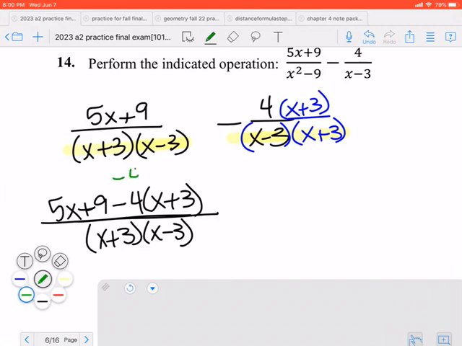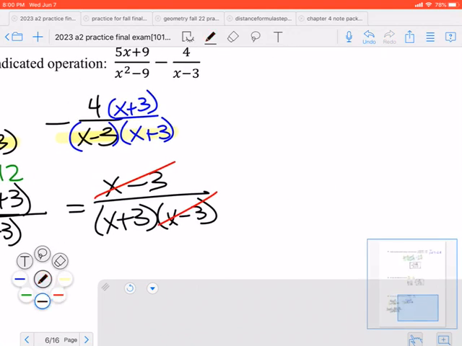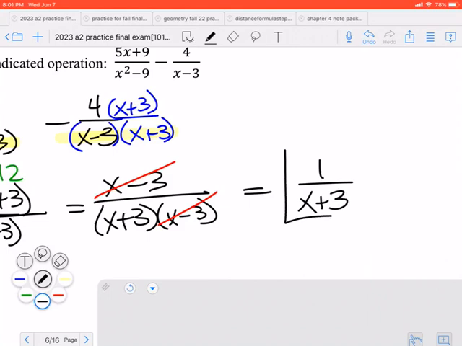So when I distribute, well, I'll write the first part too. 5x plus 9 minus 4x minus 12. 5x minus 4x is x. 9 minus 12 is -3 over x plus 3 times x minus 3. And then you'll notice the x minus 3's cancel. Final answer, 1 over x plus 3.